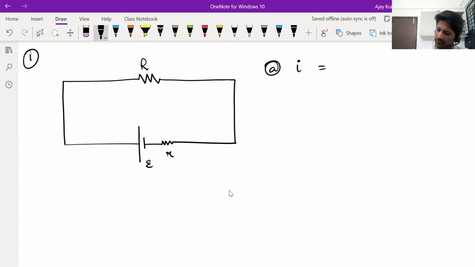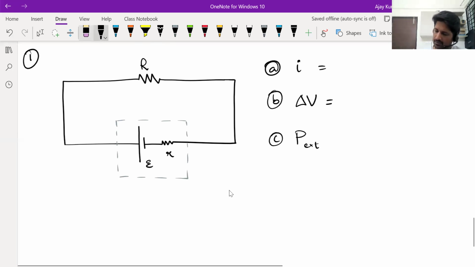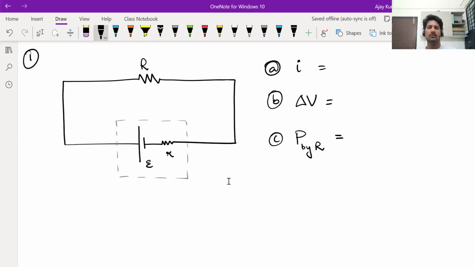Write the expression for current flowing in this. Write the expression for terminal voltage across the cell. And then write the expression for power dissipated by the external resistance, power dissipated by, let's say, capital R. Do this quickly, all of you.